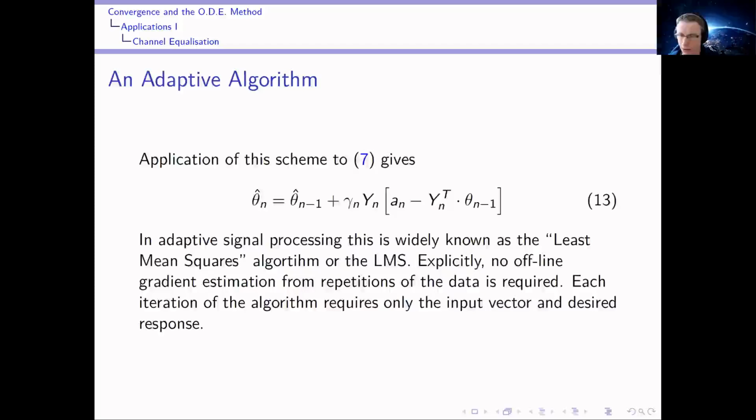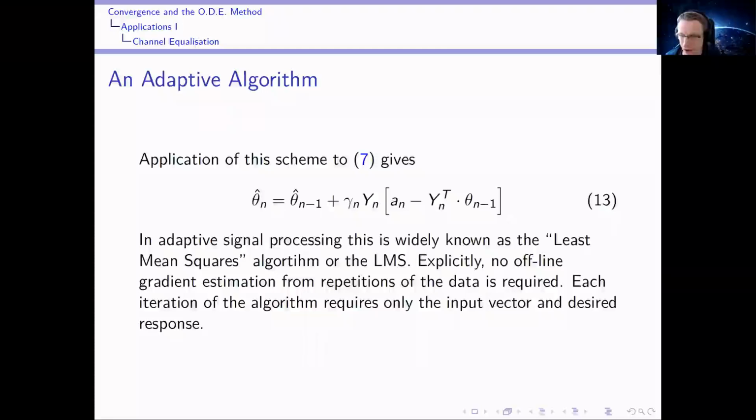So here we have, using the Robbins and Munro equation and combining with our gradient, the following adaptive algorithm. Just to reiterate, there's no offline gradient estimation that we make from repetitions of the data. This is a sample by sample update equation. And you might actually be familiar with this. It's the least mean squares algorithm, or LMS. Arguably the greatest algorithm of all time.